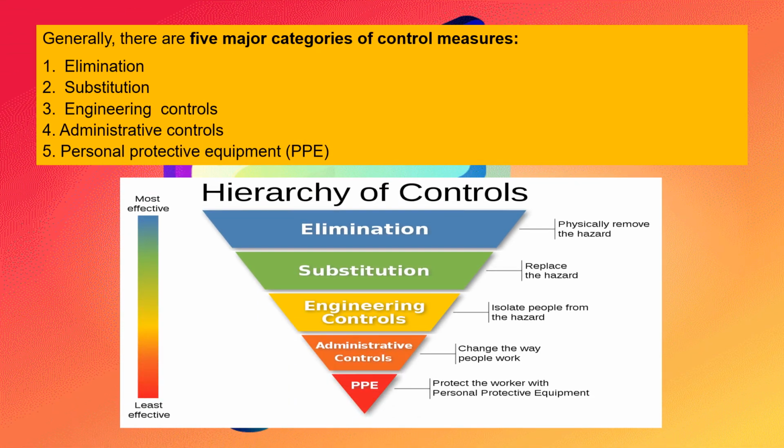Generally, there are 5 major categories of controlling measures. Number 1, we have elimination. Number 2, substitution. Number 3, engineering controls. Number 4, administrative controls. And lastly, number 5, personal protective equipment or PPE. Now, this is the hierarchy of controls. Elimination, physically remove the hazard. Substitution, replace the hazard. Engineering controls, isolate people from the hazard. Administrative controls, change the way people work. And PPE, protect the worker with personal protective equipment.